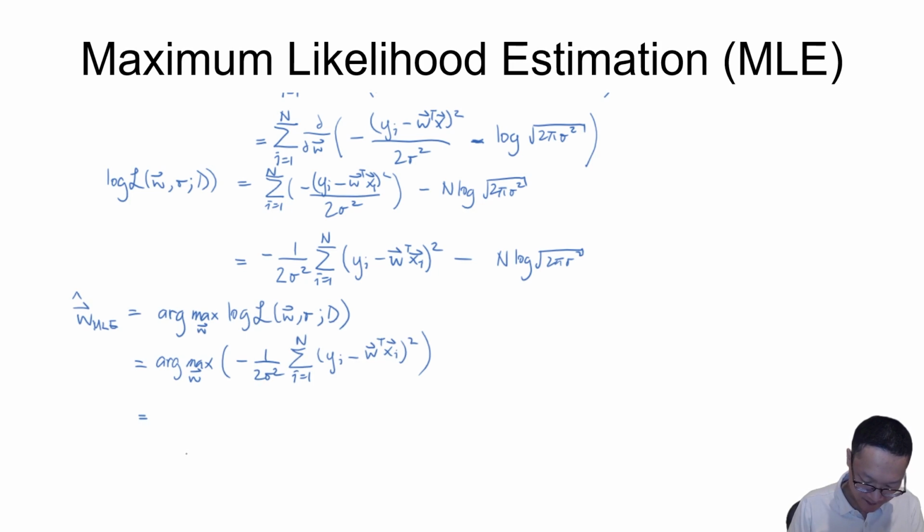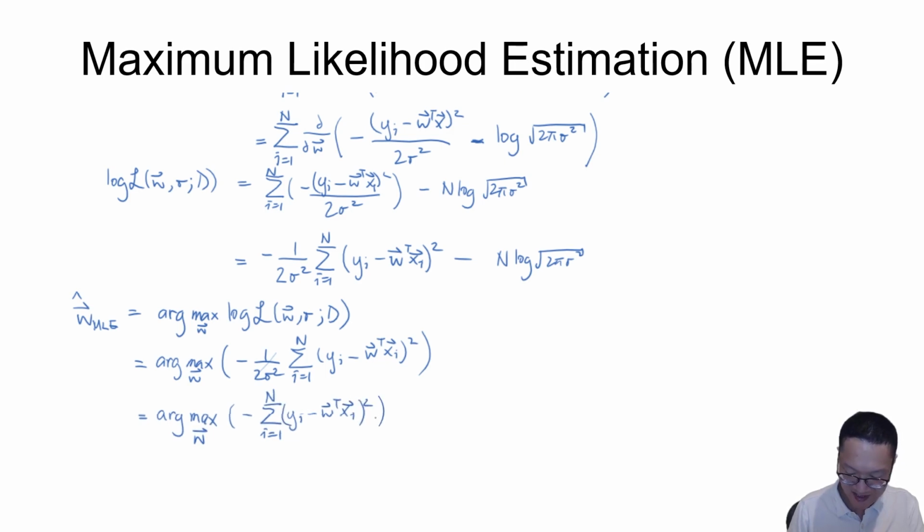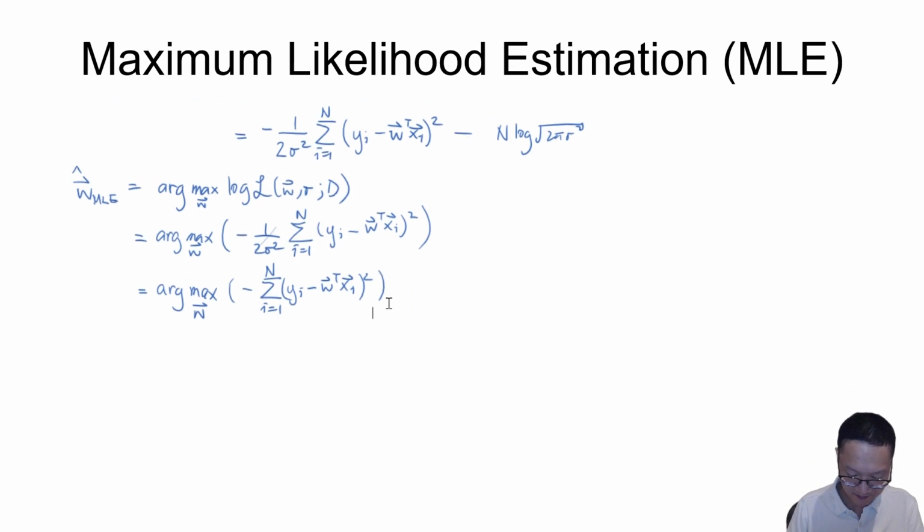Okay, so simplifying a little bit further. Same argument. We can get rid of this 1 over 2 sigma squared because that's just a constant that we're multiplying in front. It does not depend on W, so it's not going to change what W will maximize the entire expression.